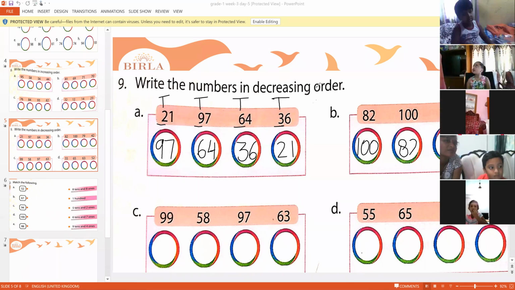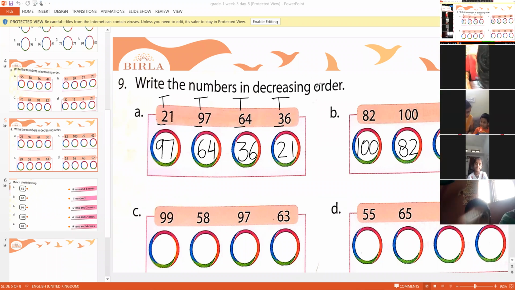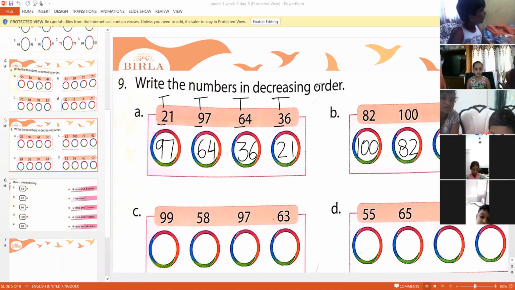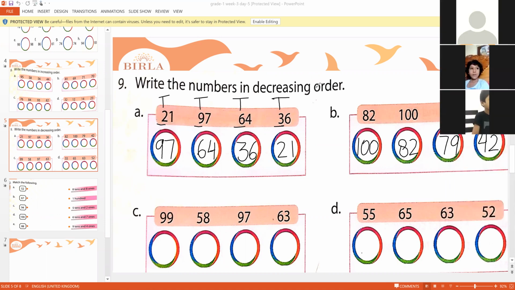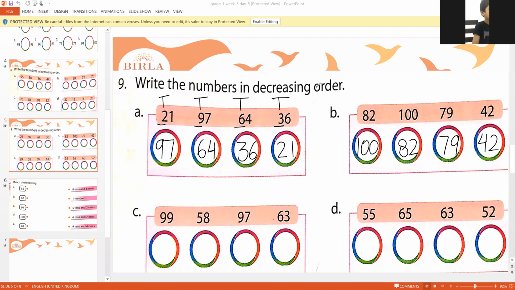Then 79. Very good. And the last one? 42. Very good, Sudhamsh. Yes, children. Again, I'm repeating. Keep on checking your answers, okay?